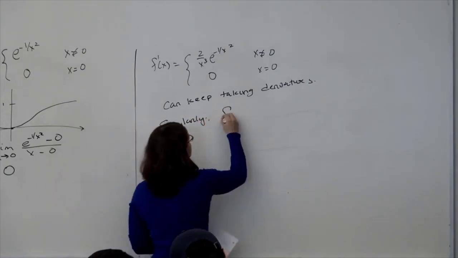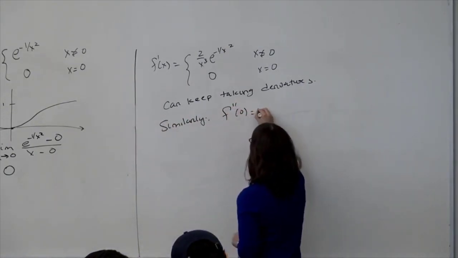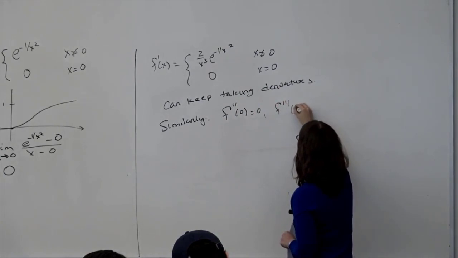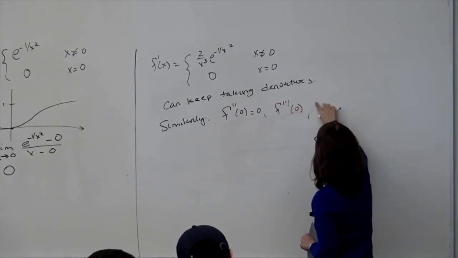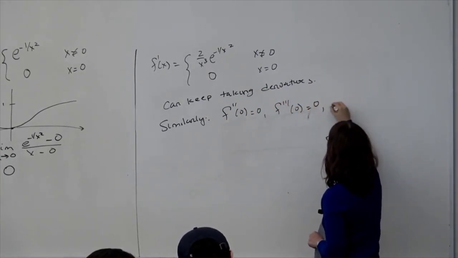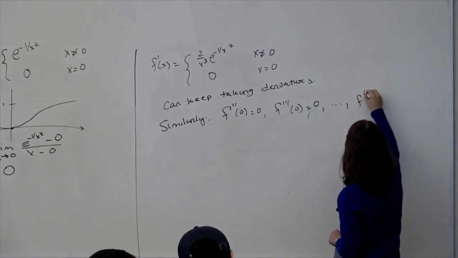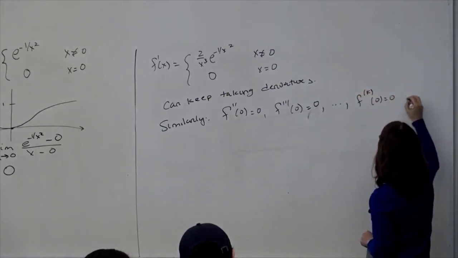So we'll find that f double prime equals 0 at the origin. Triple prime equals 0. In fact, all of these derivatives equal 0 at the origin.